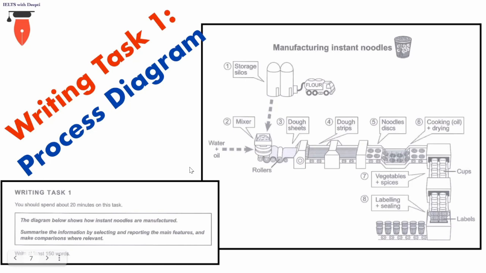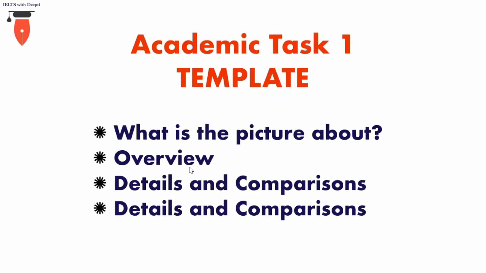So this is the third type. Now we need to see that in all the 3 types, you get the same time, 20 minutes. And you also have to write at least 150 words. So we need to do the tasks accordingly.